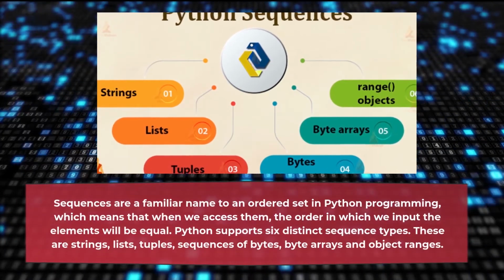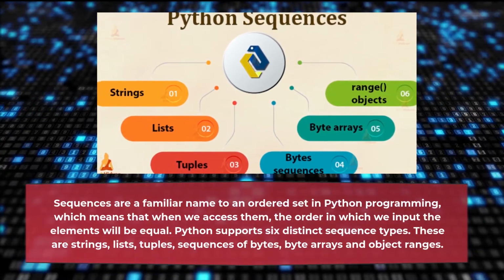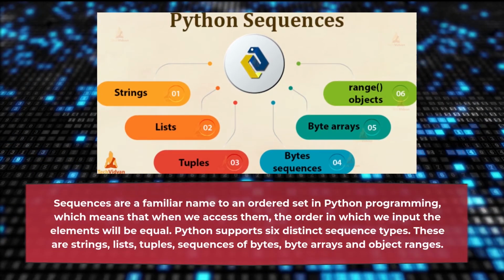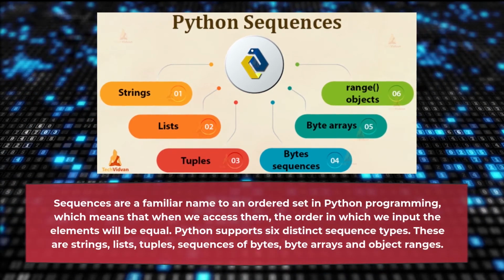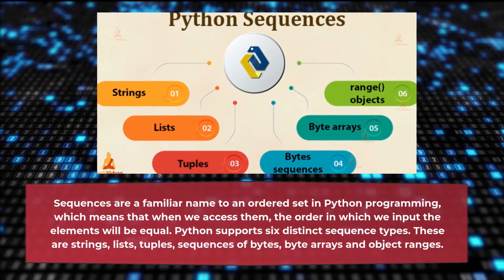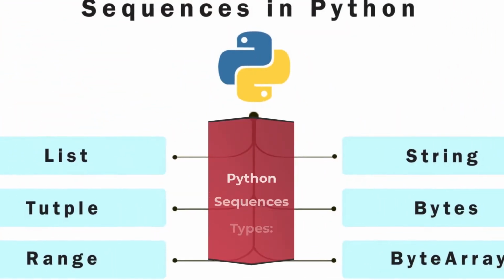Sequences are a familiar name to an ordered set in Python programming, which means that when we access them, the order in which we input the elements will be equal. Python supports 6 distinct sequence types. These are strings, lists, tuples, sequences of bytes, byte arrays, and object ranges. Python sequence types.